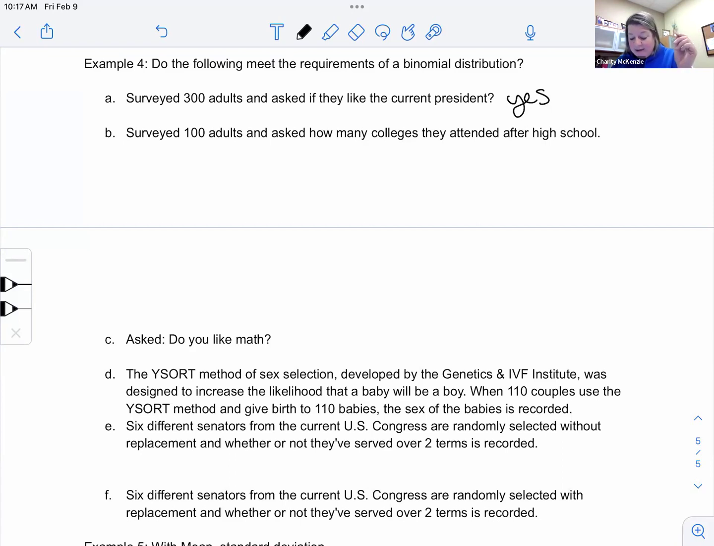B, surveying 100 adults and asking how many colleges they attended after high school. Does that meet the binomial? Well, when I ask everybody, they could possibly have gone to 5 colleges, right? So no, there's not just 2 outcomes. For binomial, it's a yes, no kind of question, or only 2 outcomes, heads, tails.